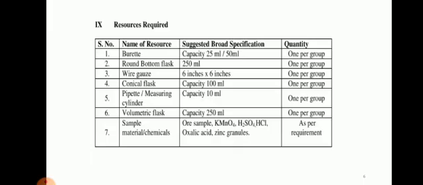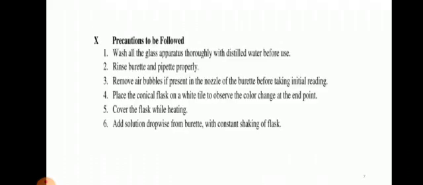This is called a burette. It has markings. In this, we are going to fill 0.01 normal KMnO4. This is the burette stand. In this conical flask, we are going to take ore samples and we will observe how the color changes take place. These are the resources required to perform the practicals.